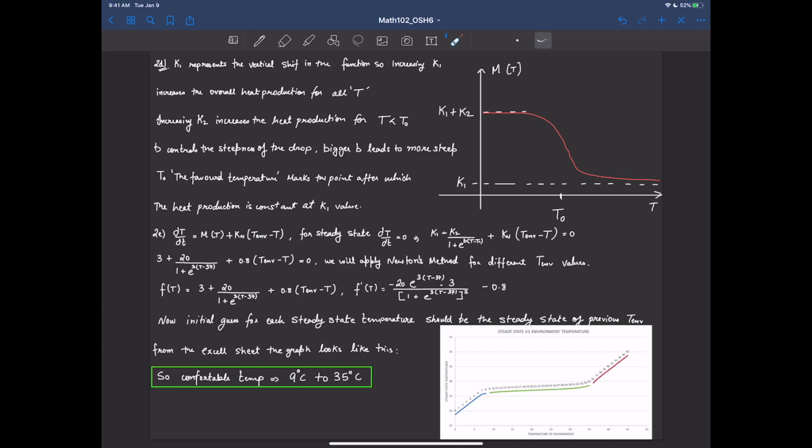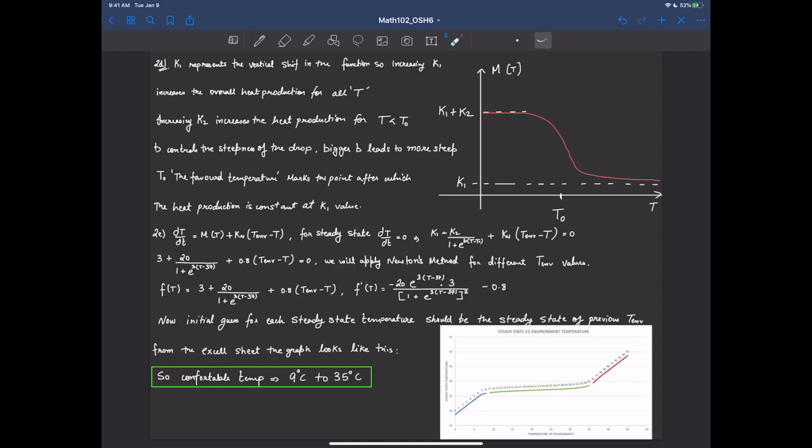Okay, so that's where the spot kind of comes in. When you hit your favorite preferred temperature spot, your metabolism stops producing the extra heat that it needs to and settles down to whatever the constant K1 value needs to be at to maintain that temperature. Okay, and that was this part.